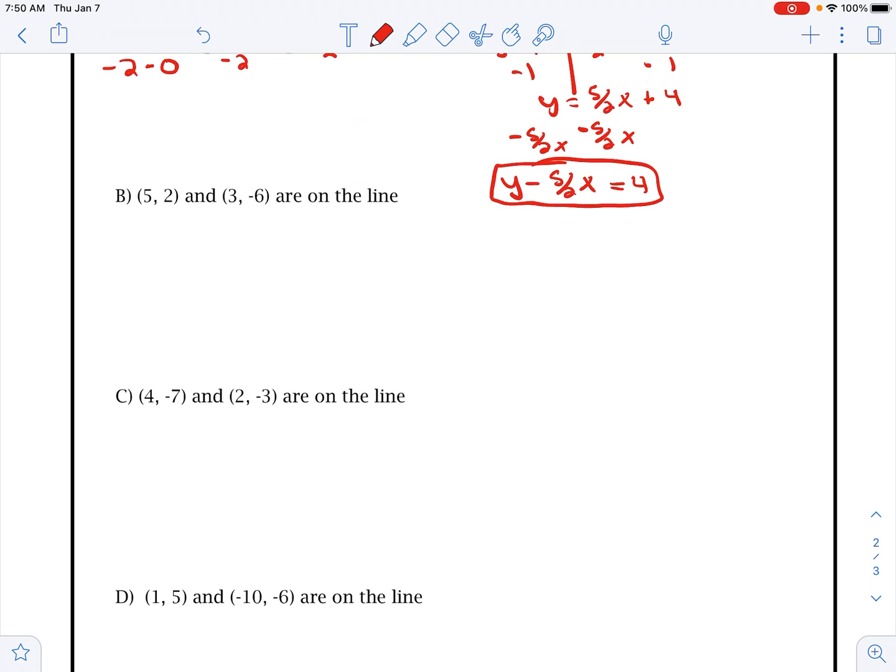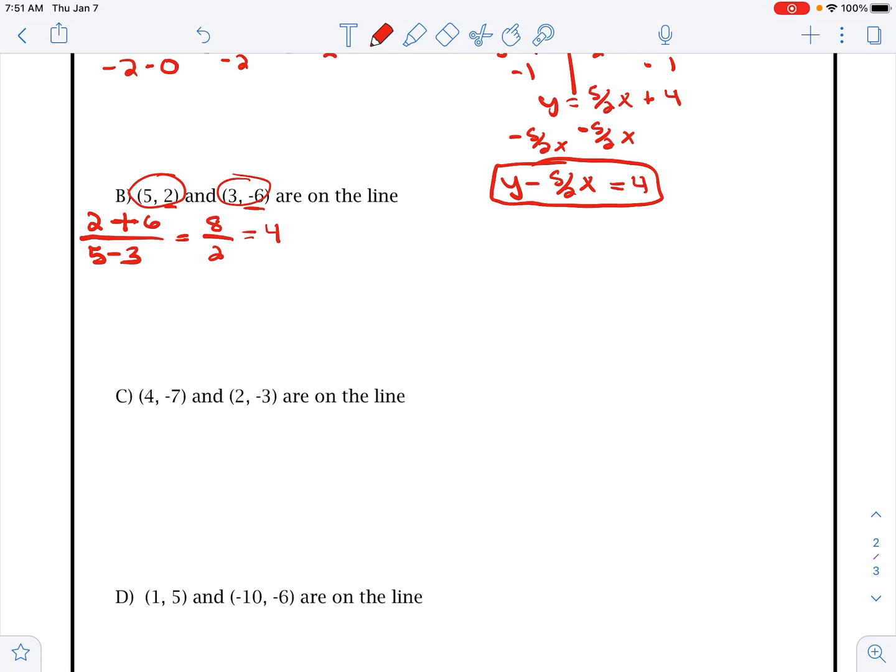I'll do one more of these so you can see. I'm going to subtract my y values. First of all, find the slope. 2 minus -6, those are my y values, and then 5 minus 3, those are my x values. Minus and minus really makes an addition, so 2 plus 6 is 8, over 5 minus 3, which is 2. And 8 divided by 2 is 4.